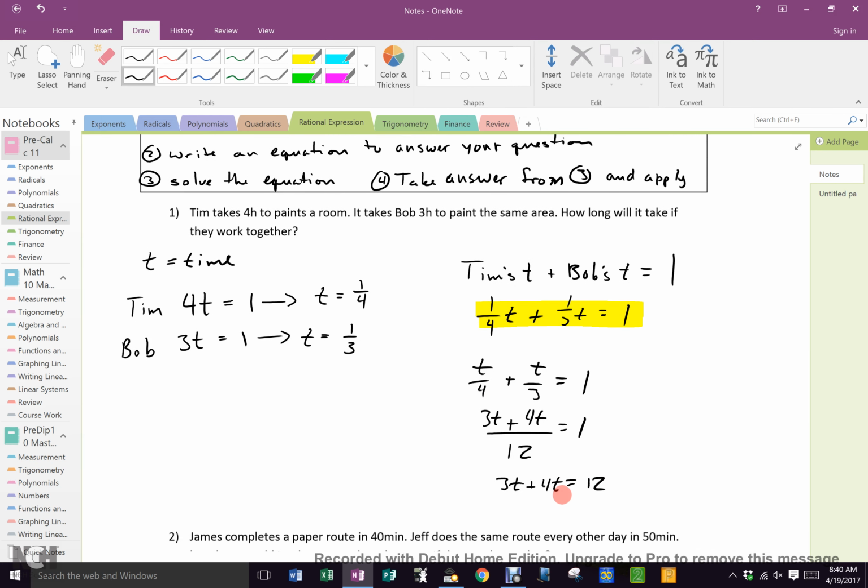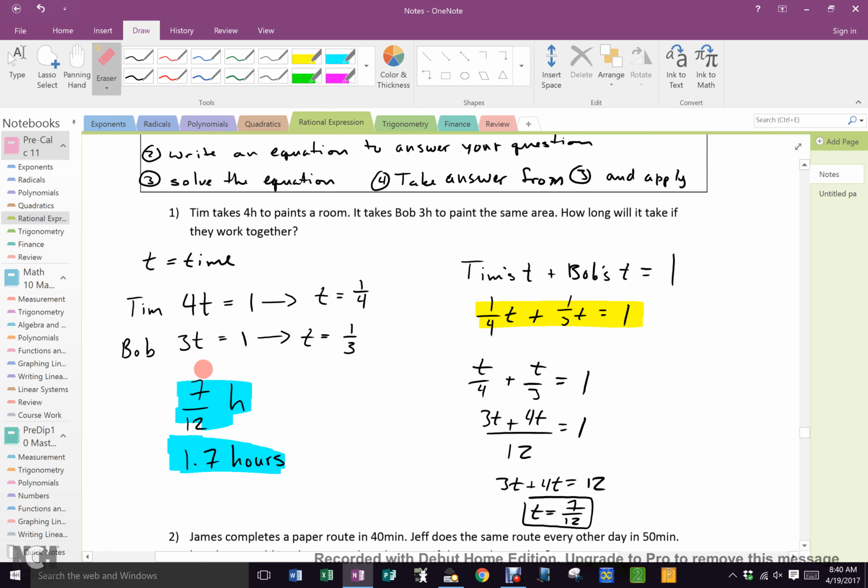So, do I have an answer? Do I have an answer to the question yet? No. How long is it going to take them to work together? 7/12 of an hour, right? Or 1.7 hours. Is everybody with me? 7/12 of an hour is the T, right? Where are their T's?